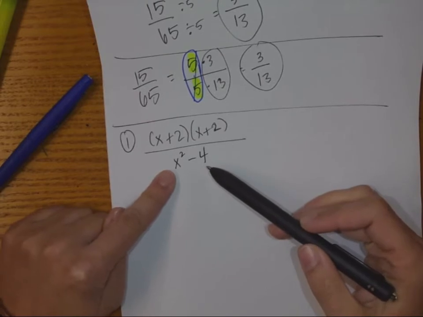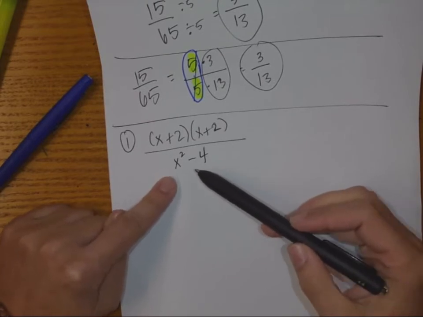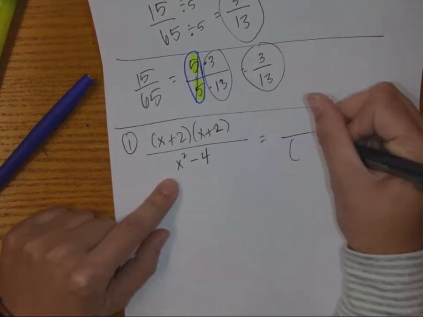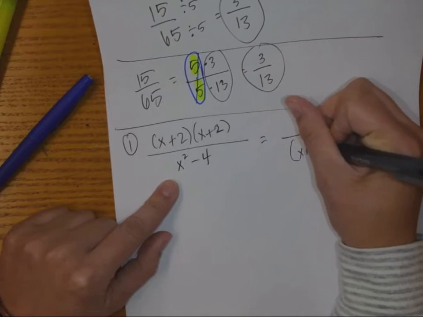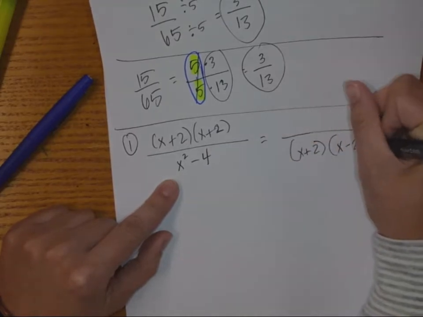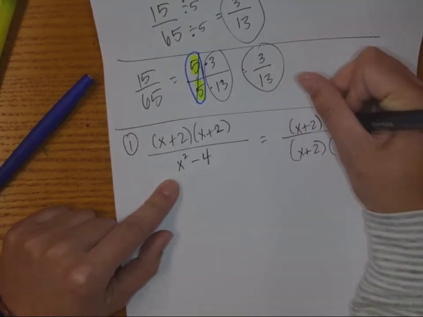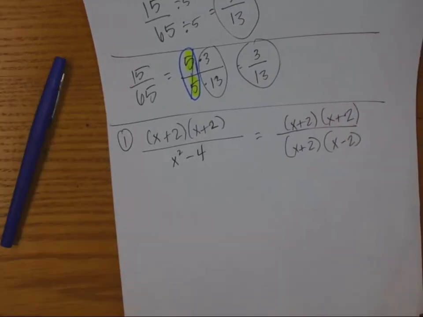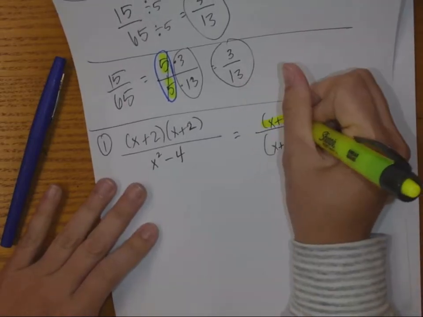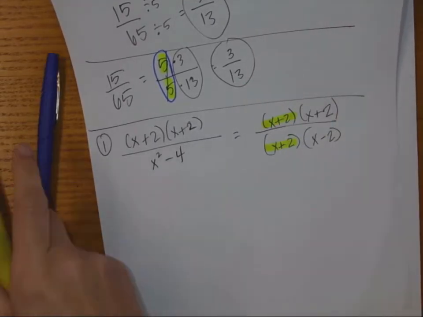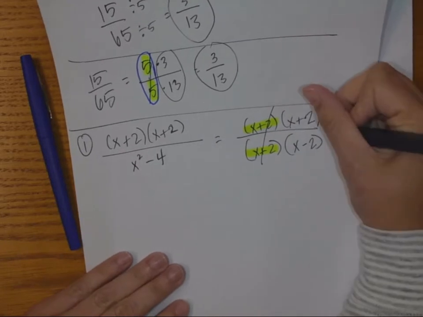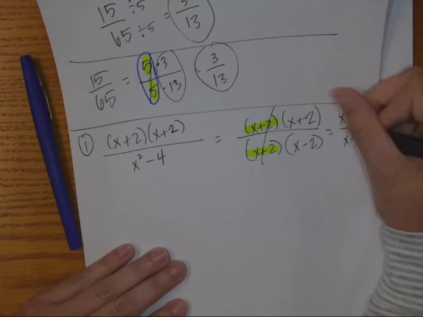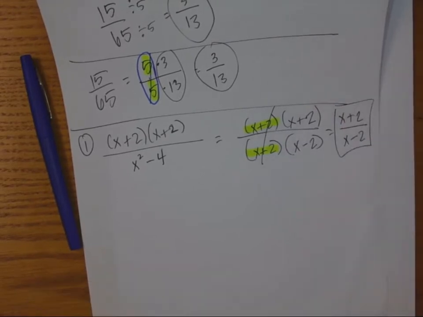If we were in class right now, I'd say, how do you factor this? This is the difference of two squares. So this is the one where you write two sets of parentheses, one's plus, one's minus. And the top is still x plus 2 times x plus 2. Okay, so now do I have something that's exactly the same on top and on bottom? Yes, this x plus 2 and x plus 2 are exactly the same. So I can cancel those out or divide those out, and I'm left with x plus 2 divided by x minus 2. And that's your answer.